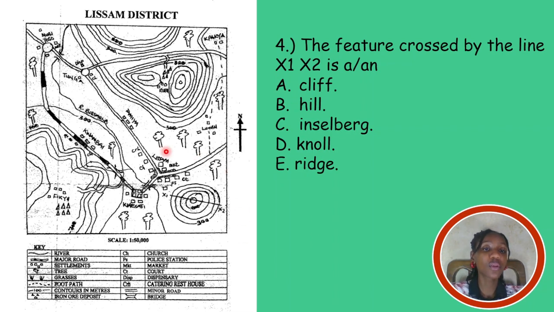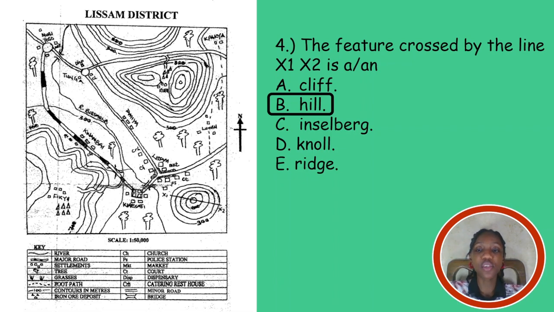Now, if we look towards the southeastern part of the map here, we see the line X1, X2. So now they're asking us what feature this is that the line crosses. So I want you guys to pause this video and attempt this yourselves. Now, the answer to this question is option B, a hill.